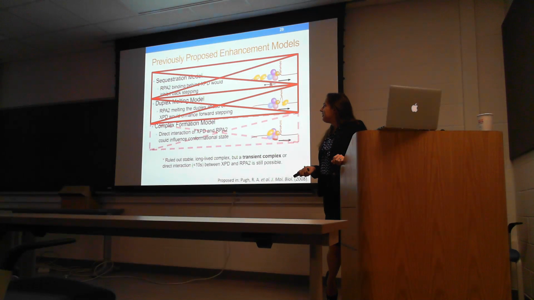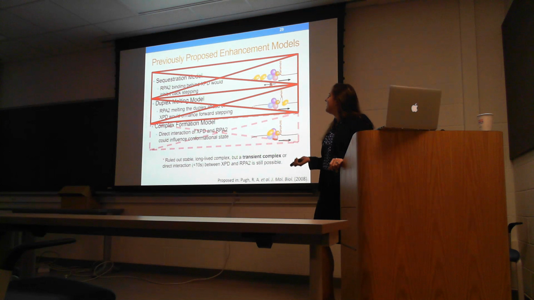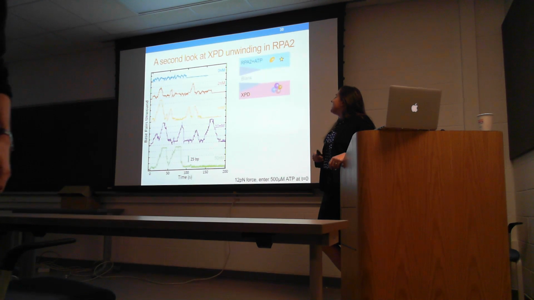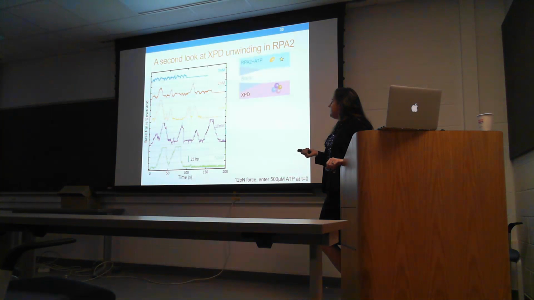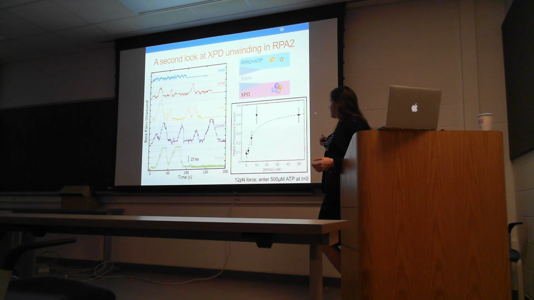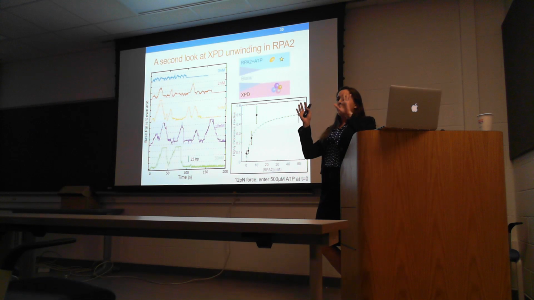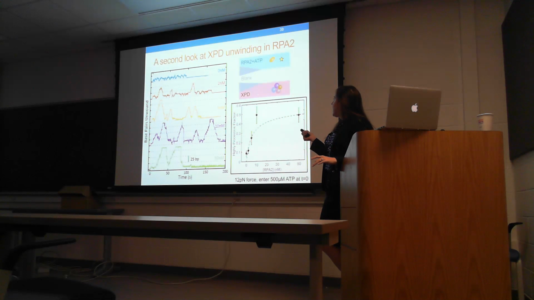So after ruling out every possible mechanism, we sort of go back to the drawing board. So we've taken a second look at our XPD unwinding data. Clearly there is an effect of RPA2. We see this highly processive fraction increasing in the presence of RPA. Oh, and just to be clear, I'm moving away from those complex formation experiments. This is the old data. XPD alone is in the bottom channel. There's unwinding with RPA2 mixed with ATP.